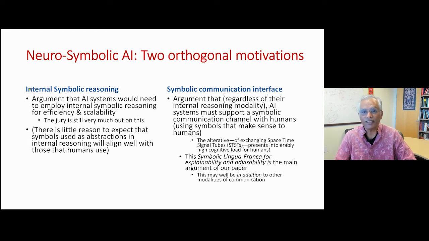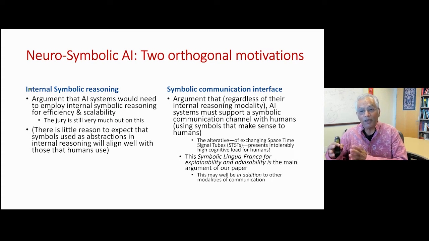The other motivation for neurosymbolic AI is that AI systems, irrespective of the way they do their internal processing, should interact with humans in symbolic terms, mostly because we humans are used to symbolic terms. The alternative, after all, would be exchanging some sort of space-time signal tubes with pointing explanations and advice. I'll talk about it later. And that's just way too much of a cognitive load for humans. So this symbolic lingua franca for explainability and advisability is the main argument of our paper.